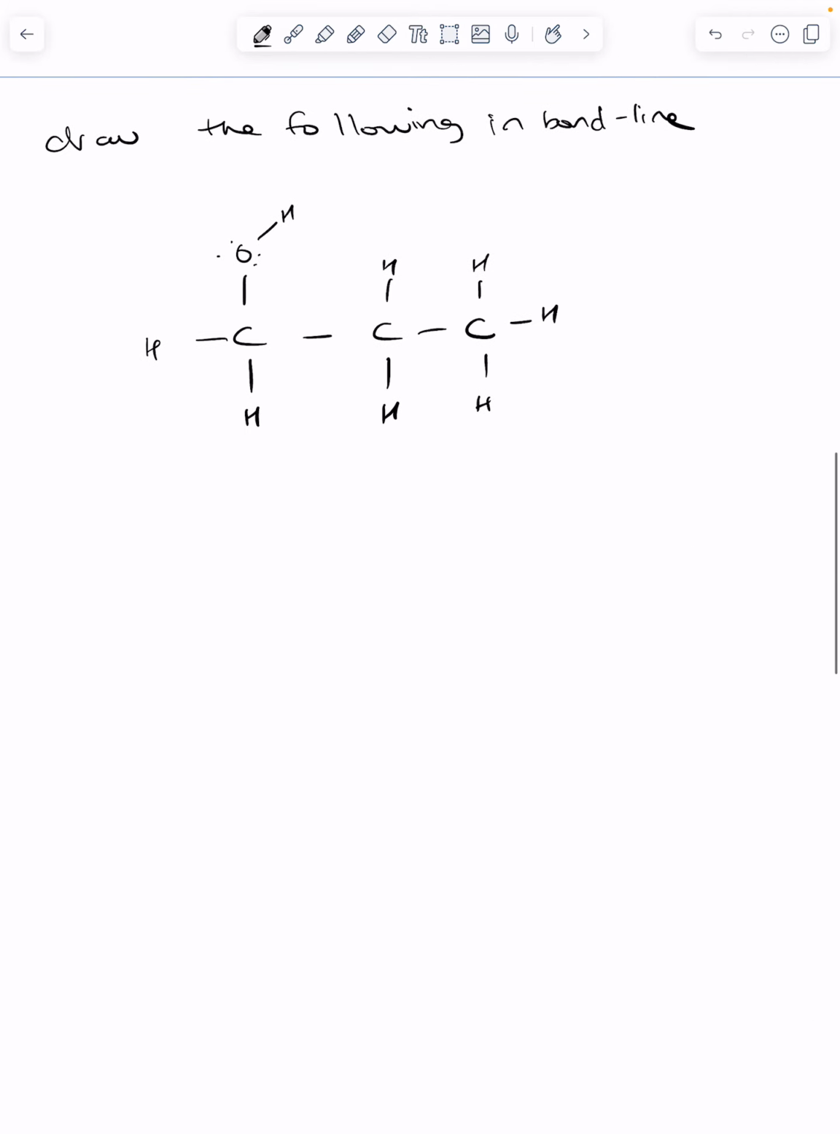Okay, the next one, draw the following in bond line formula. So we have 1, 2, 3 carbons, and in bond line formula I like to say each bend or end, each vertex or angle, is a carbon. So I'm not going to draw a dot on there or whatever. I'm trying to make this line look thicker. But there is a carbon here, here, and here. So that represents my carbon 1, carbon 2, carbon 3.